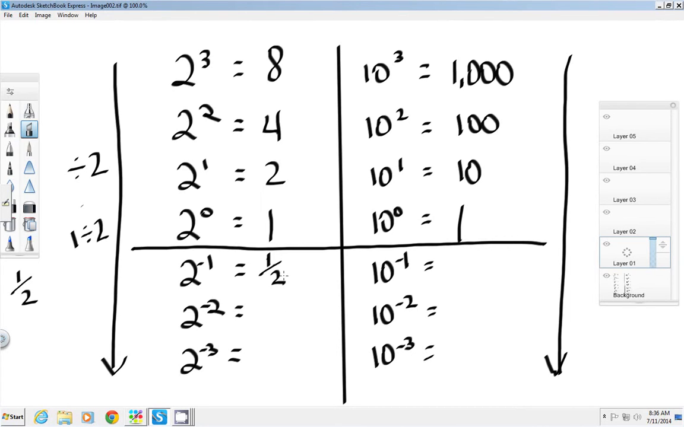Well, if that's what happens here, what happens with 2 to the negative 2 power? You're going to take that 1/2 and divide it by 2. If you take a half, and I'm going to make a quick little circle here, you take that one of those halves and you divide it by 2. What's 1 part worth now? It's worth 1/4.